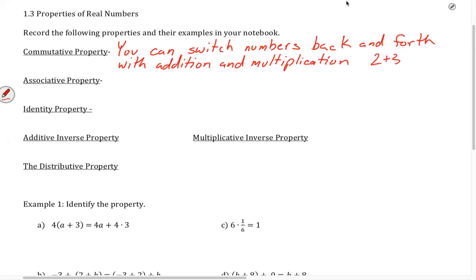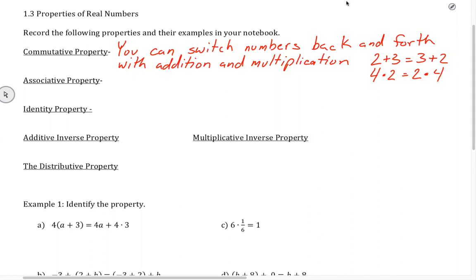2 plus 3 is equivalent to 3 plus 2. Notice the order doesn't really matter there. And likewise, let's say 4 times 2 is the same thing as 2 times 4. And why would I want to know this, or why would this be useful to me? Well, I will throughout the year reorder things to kind of make my life easier. Okay?